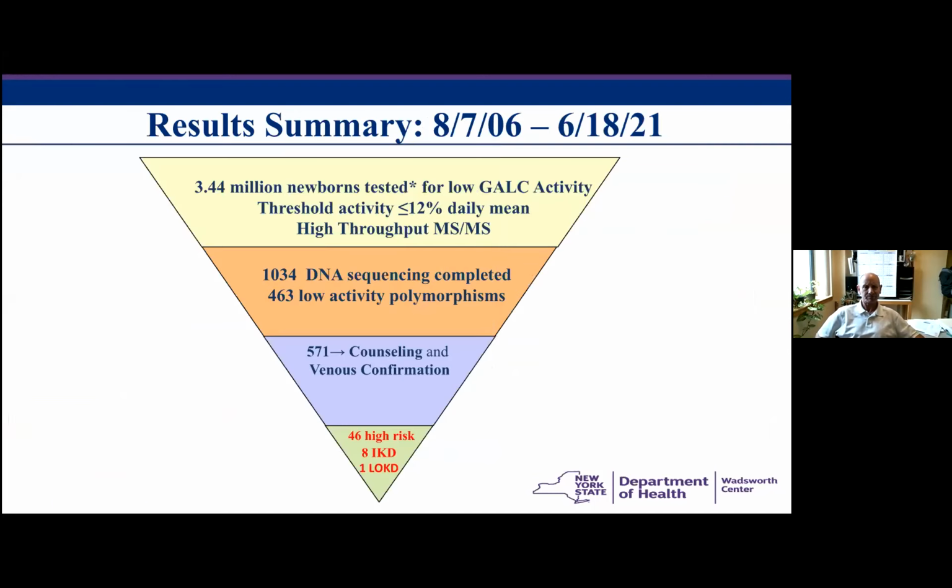The next slide, please. So this is a result summary. You've seen this slide, I think, now probably 15 years or so. So I kept the slide mostly for posterity's sake, and we're up to almost 3.5 million newborns screened now since starting in early 2000s. We've had 1,000 of those go for DNA sequencing, and about half ended up having low activity polymorphisms. The number of polymorphisms we're detecting, cases like that we're detecting, has essentially gone to 0 as a result of the changes in the algorithm and using CLEAR and the 6-plex tools.